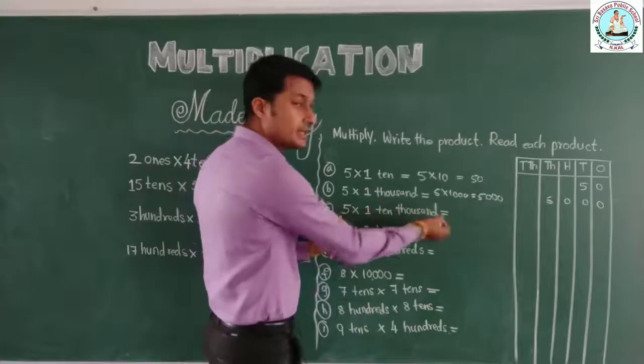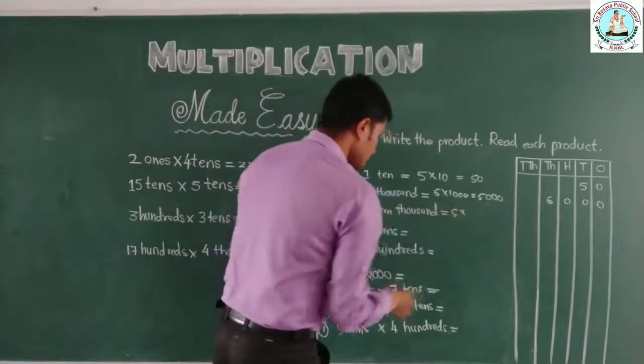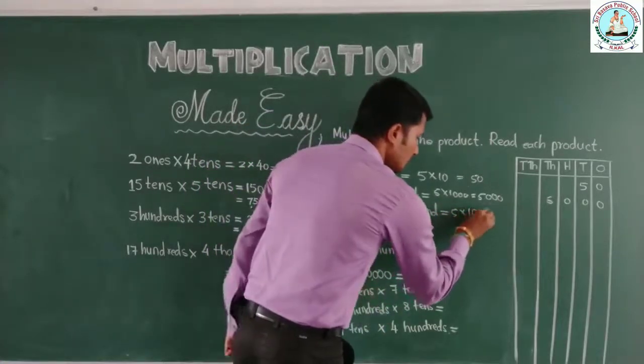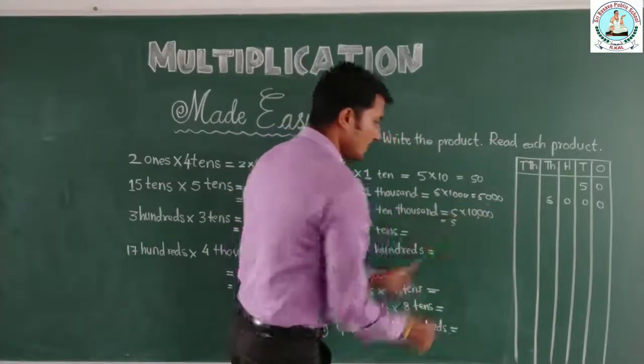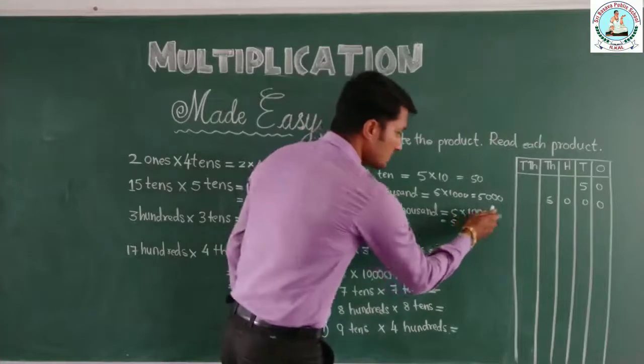Then 5 into 10,000. So 5 times 10,000. 5 times 1 will be 5. Then how many zeros? 4 zeros.